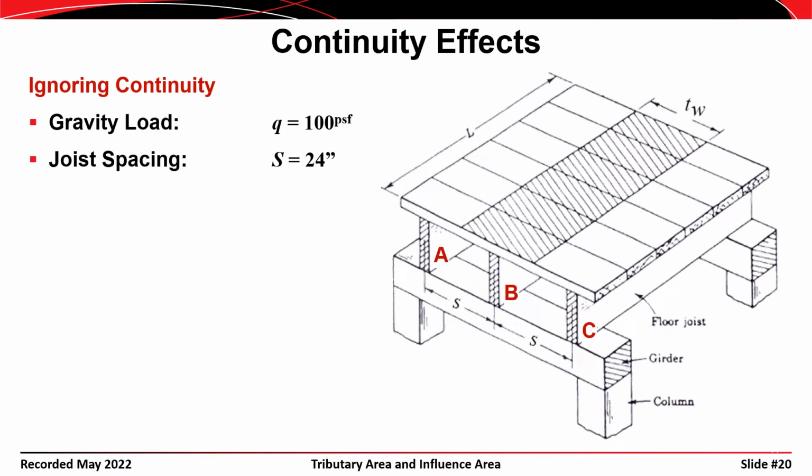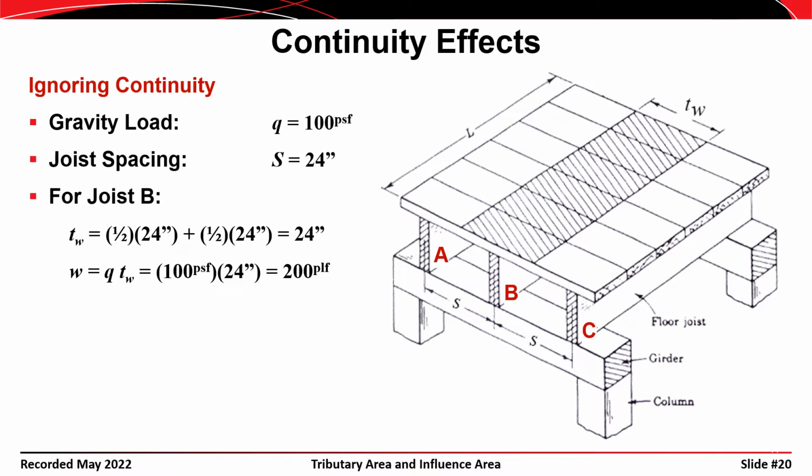Consider the floor framing system that's shown here, where we have wood planking supported by floor joists that are in turn supported by girders that are then supported by columns. Note that the planking or flooring in this case is structurally continuous over joist B. Suppose that we have a gravity load of 100 pounds per square foot, to keep it simple, and let's suppose that the floor joists are spaced at 24 inches so that the planking has a span length of 24 inches or 2 feet.